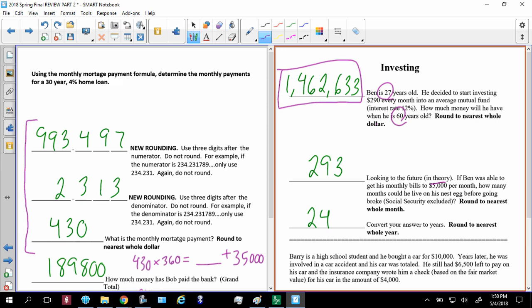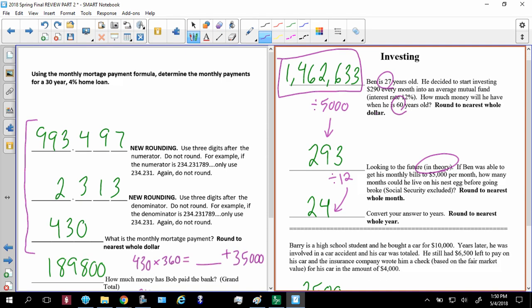Now, looking to the future, again, in theory, if his monthly bills were $5,000, so if he just started pulling money from that $1 million every single month without putting any money back, I would simply take this and divide it by 5,000 to get how many months he can survive on. So if he was to take that nest egg of $1.4 million and start draining it $5,000 a month at a time, he could go 273 months before he runs out of money. Now again, this is in theory. To convert your answer to years, I just simply divide it by 12. There you go.